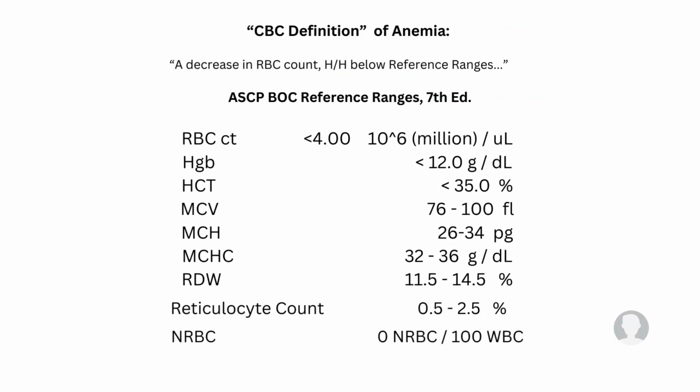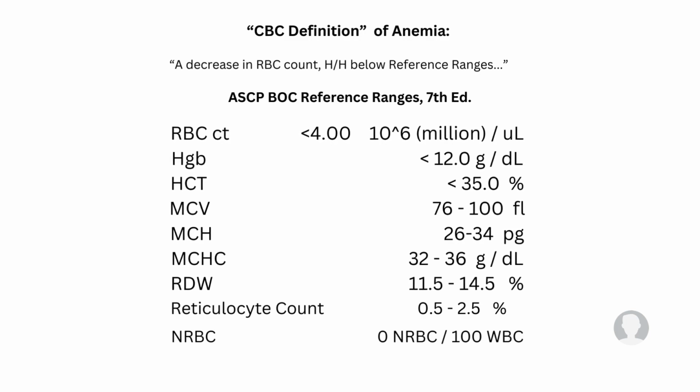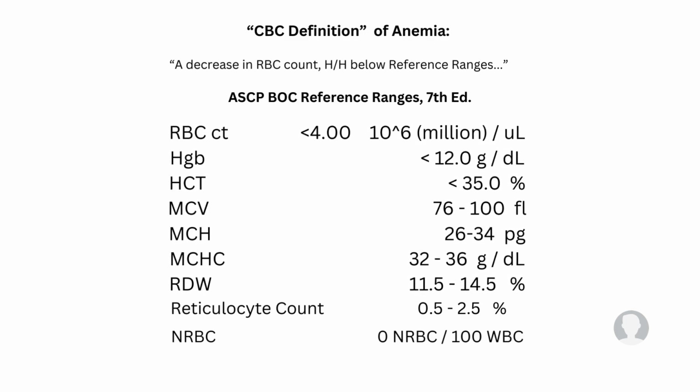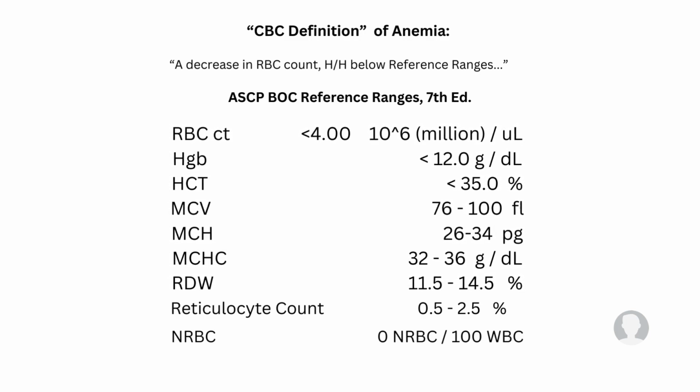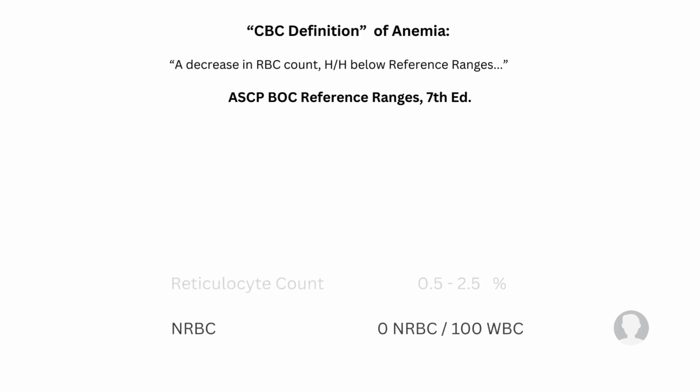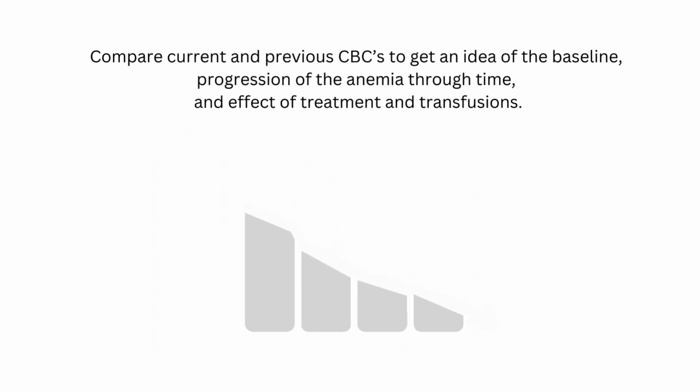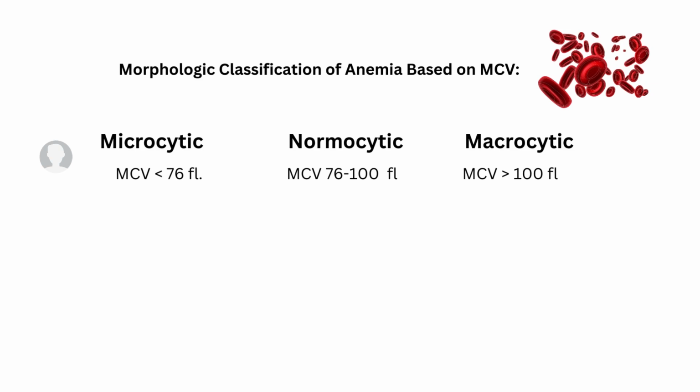We'll use the CBC definition of anemia where there's a decrease in the red blood cell count and hemoglobin and hematocrit are below reference ranges. And we'll use the ASCP Board of Certification Reference Ranges, 7th edition. We'll use the morphological classification of anemia based on mean cell volume, where the microcytic anemias are classified as those with MCV below 76 femtoliters.